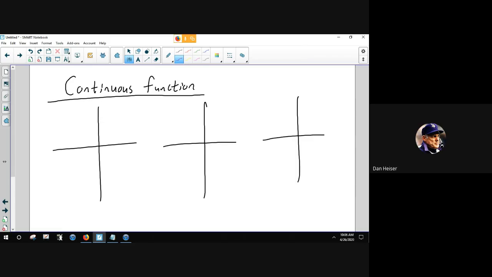Moving on with functions a little bit. This lesson is going to have a couple of special terms with functions. We'll start with the idea of continuous.